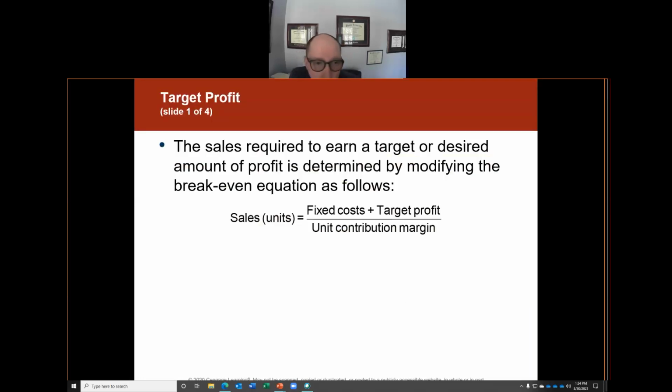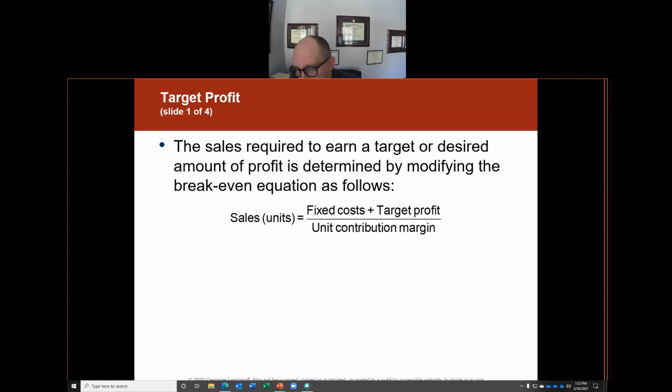Now let's talk about this other awesome concept called target profit. Target profit means how much profit do I want to make? Everyone likes a profit. So to find how much you need to sell in order to achieve a certain profit, we take the fixed cost plus the target profit, divided by unit contribution margin. So let's say you own a catering business and you say, this year I want to make $100,000 in profit. What do I need to do to make that happen?